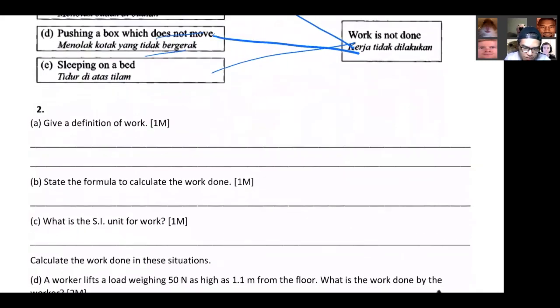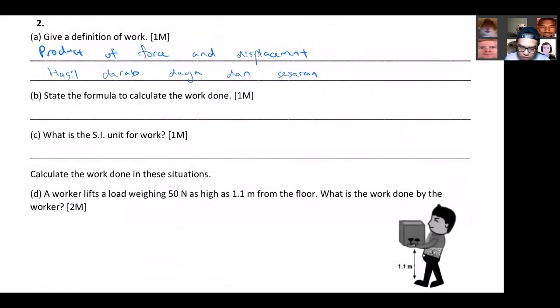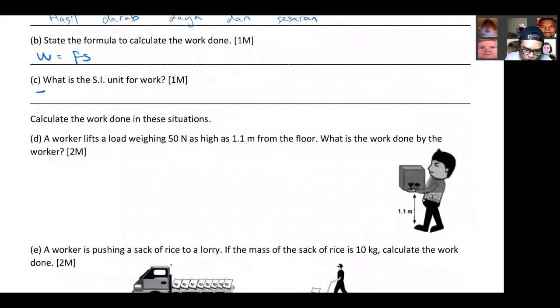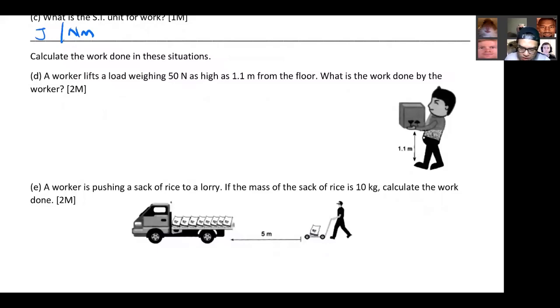Very simple. A, give the definition of work. Apakah definisi kerja? That is the product of force and displacement. So in BM, hasil darab daya dan sasaran. Formula, you already mentioned just now, so W equals Fs. SI unit for work, you can say joule or Nm. Both are accepted. D, a worker lifts a load of 50 Newton, 1.1 m from the floor. What is the work done? The work done equals 50 times 1.1. You should get 55 joule.